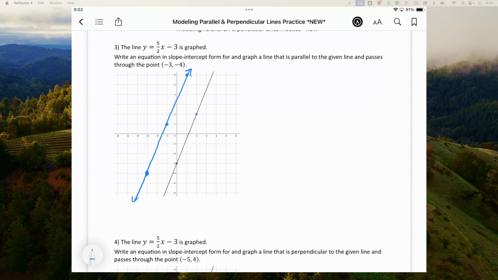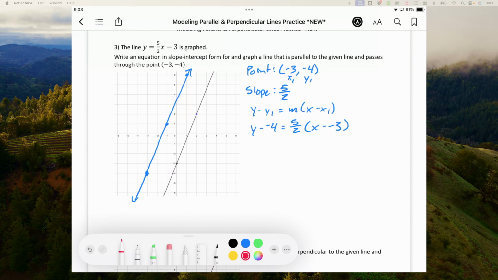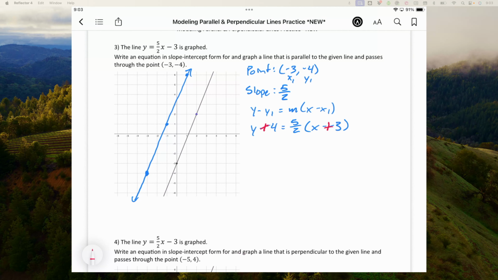No, that's too big. Okay, and so we do have a point, -3, -4. And we do have a slope. The line is parallel, so the slope will be the same, 5/2. So y minus y1 is equal to m times x minus x1. Y minus -4 is equal to 5/2 times x minus -3. So fix those signs.